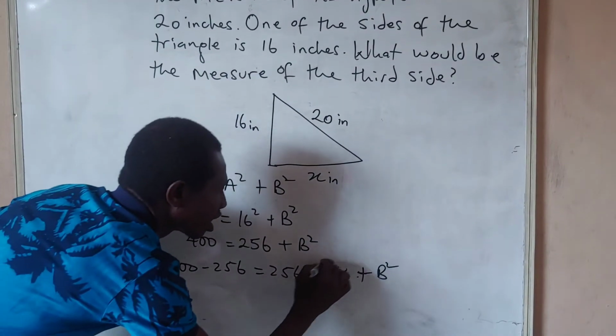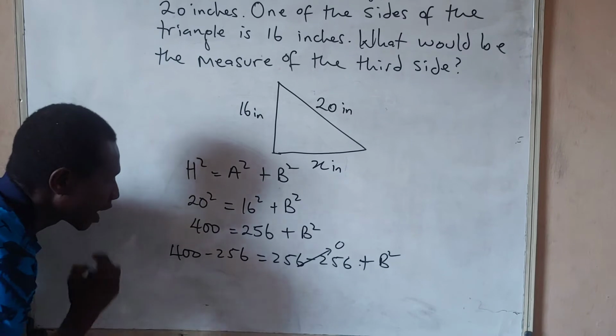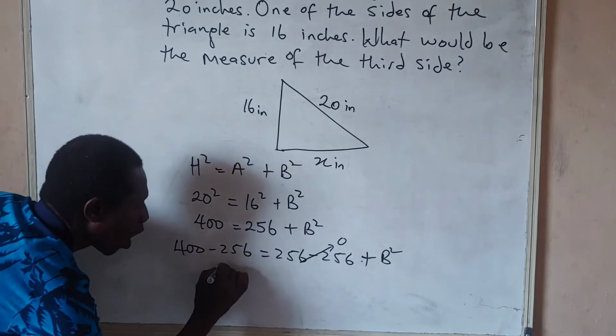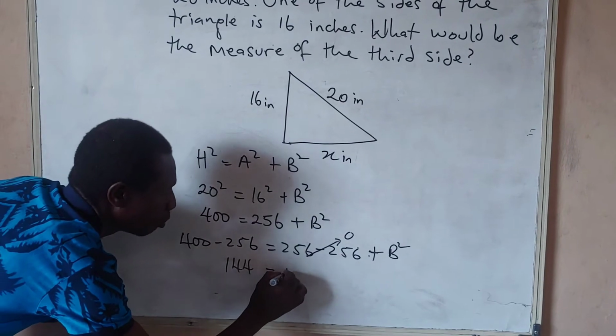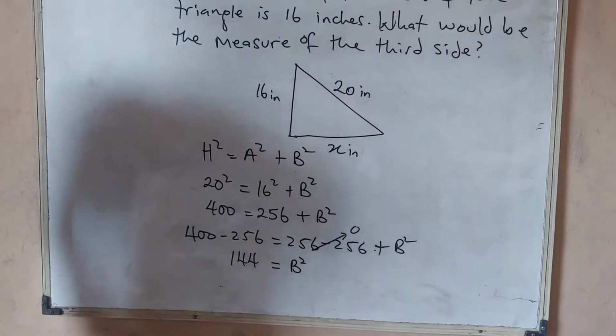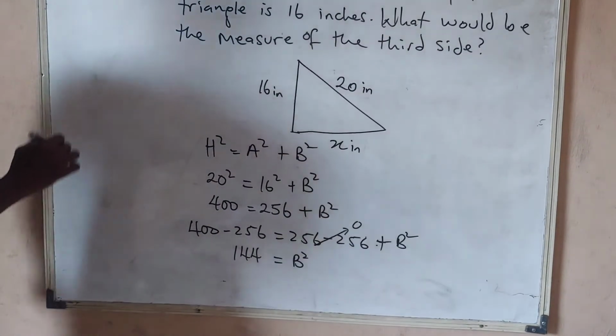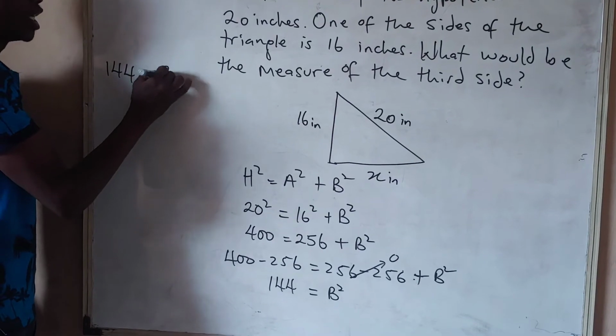So 400 minus 256 equal to 256 minus 256 plus b squared. Now 256 take away 256 becomes a 0. 400 take away 256 is 144 equal to b squared. Aha! Now something will happen here. You have 144 equal to b squared.